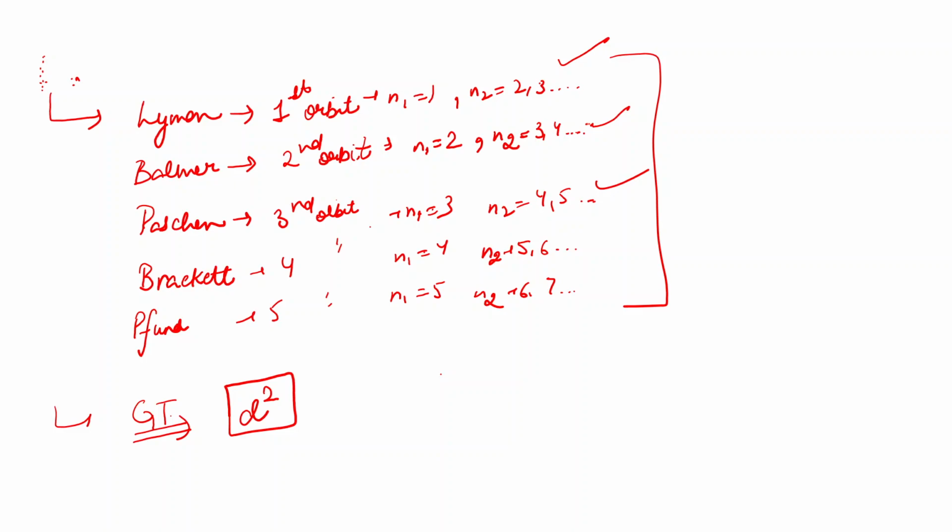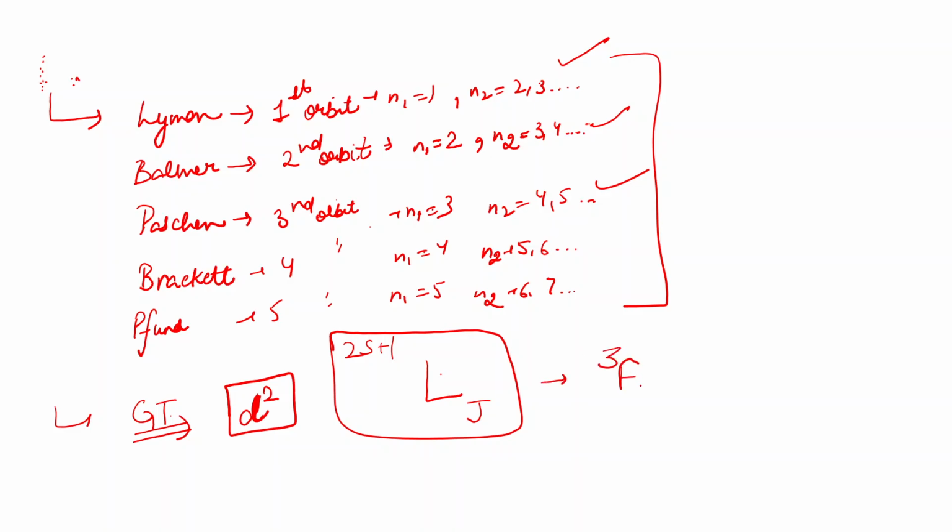For D2, the term symbol is represented by 3F. For D2 it's 3F. And what's the J value?